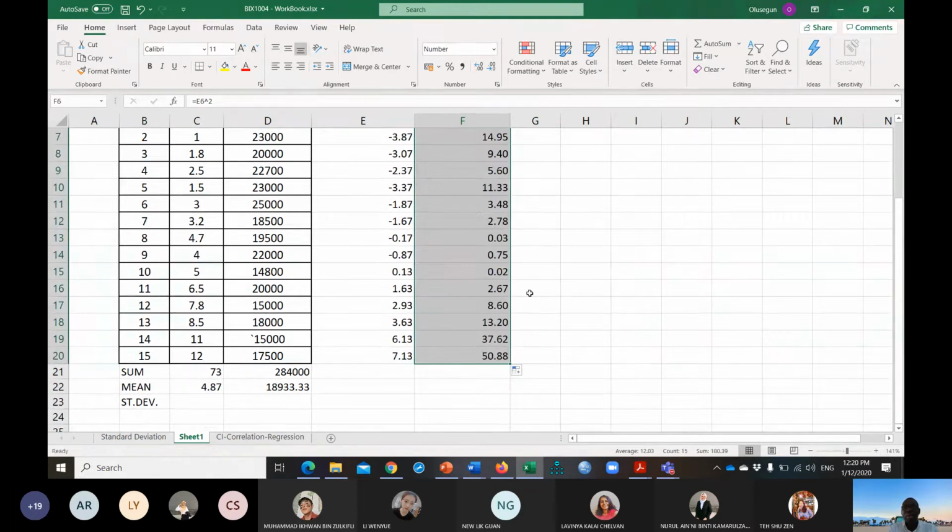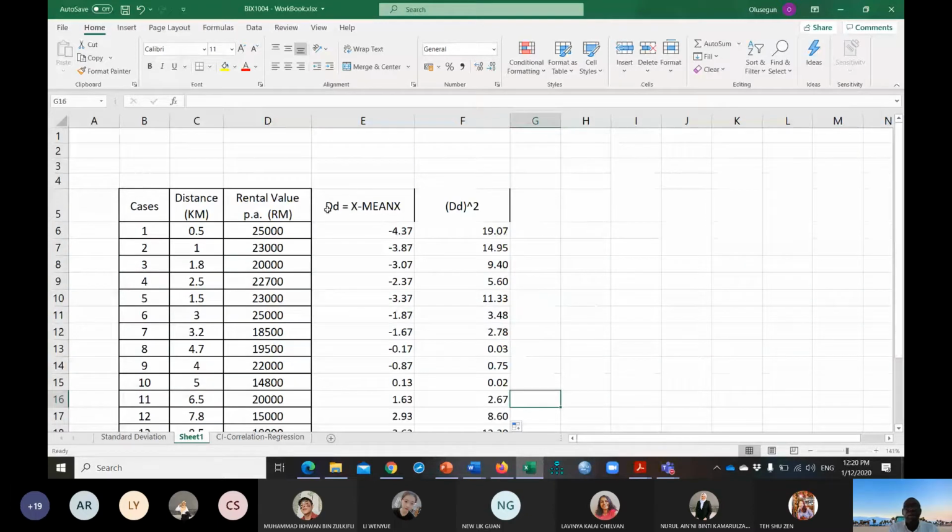Okay. Let's do the same thing for the rent. I will say R deviation, RD equals, let's say, X of D minus the mean of X of D.